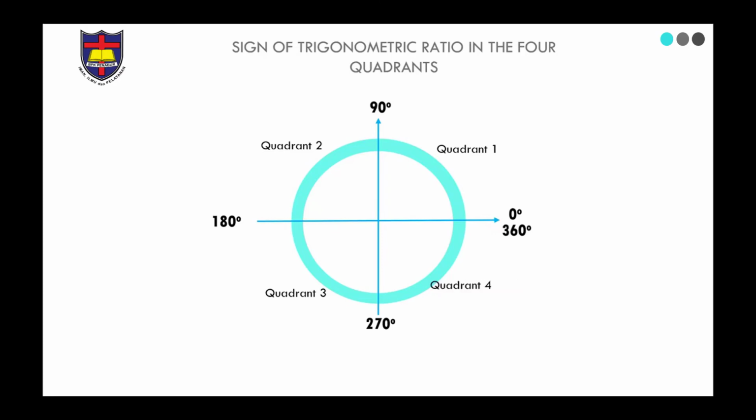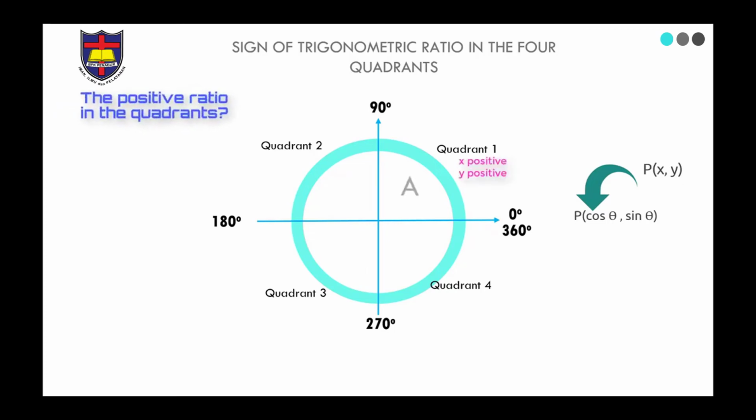Since we have the relation between x, y and theta, x is cos theta, y is sin theta, then we already see that for any angle in the first quadrant, since x value is positive and y value is positive as well, then here all ratios will be positive: sin theta, cos theta, and tangent theta. What about in quadrant 2?